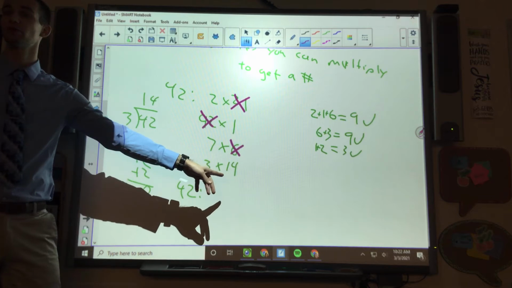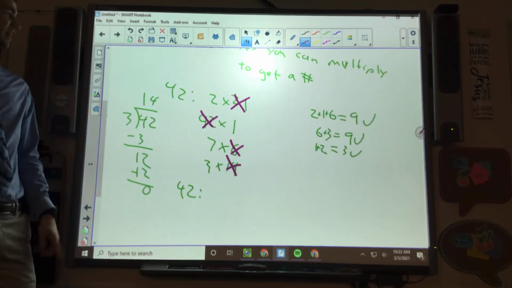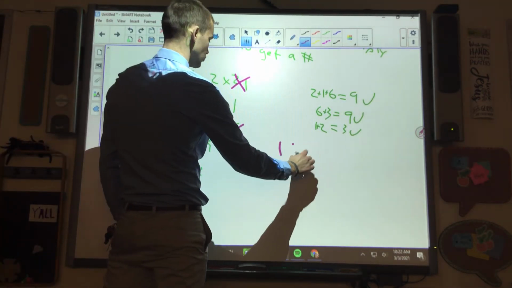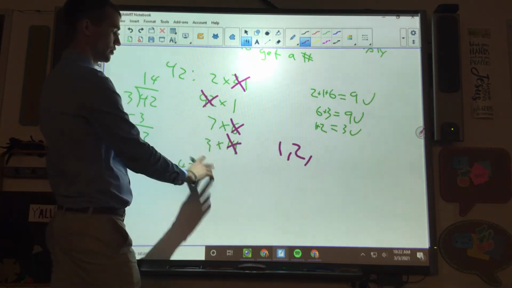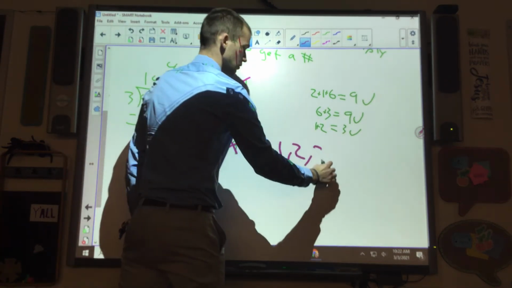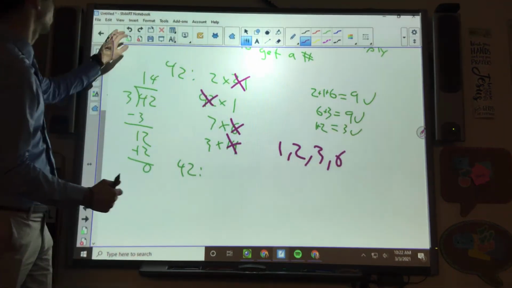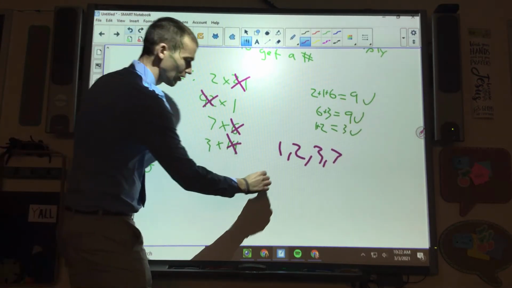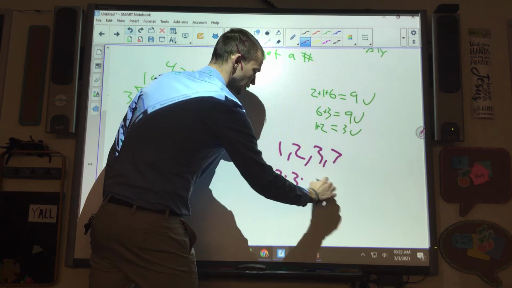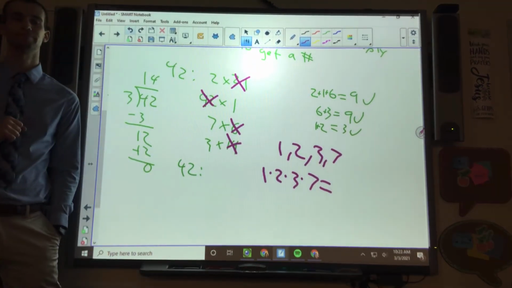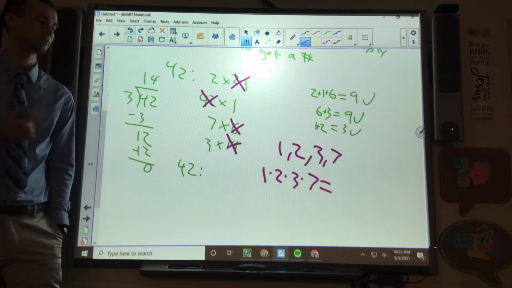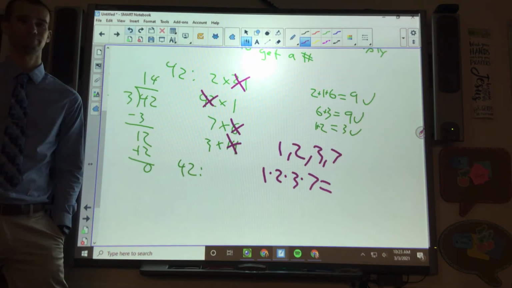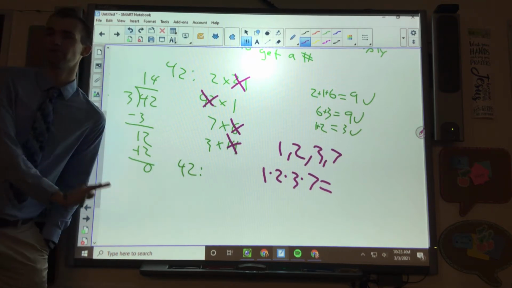14, is the only way you can get it 1 times 14? No. So the prime factorization of 42: the prime numbers that you can get there are 1, 2, 3, and... what about a 4? Maybe 7. But watch, there's more. 1 times 2 times 3 times 7. Any dot is multiplication. 42. Now this is the long way to find the prime factorization.